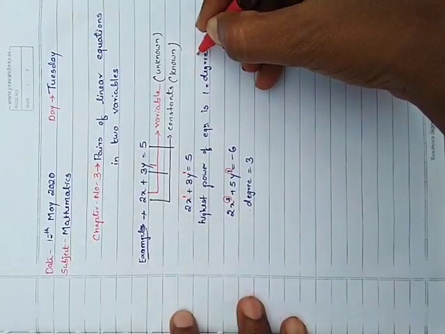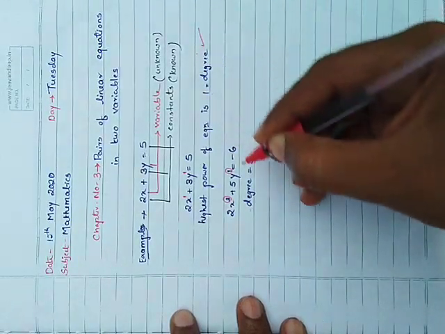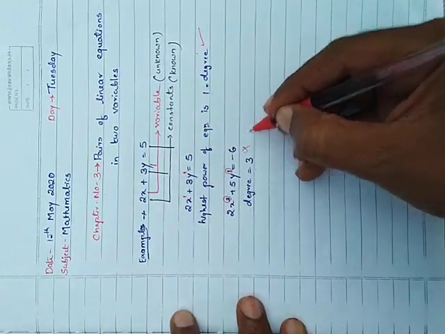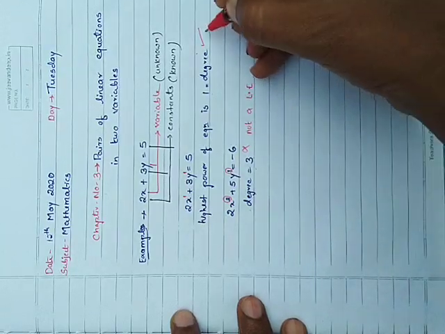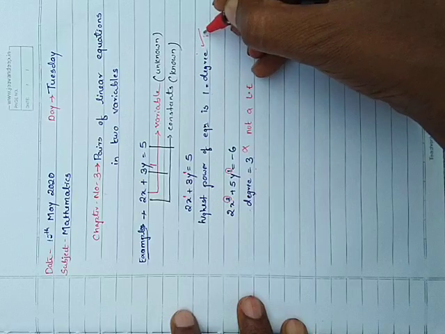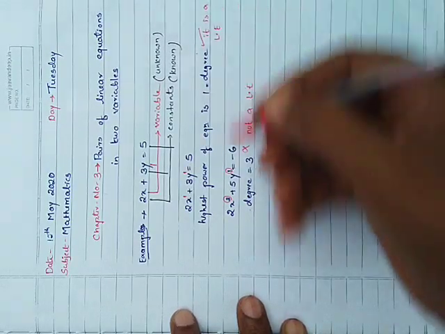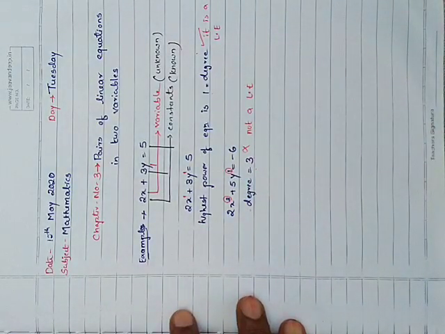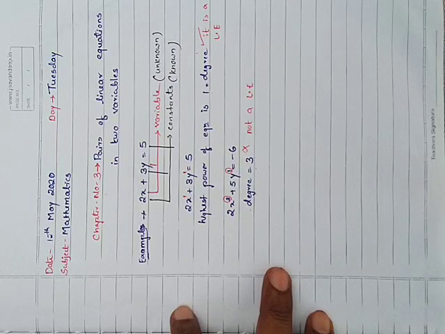In this, the degree is 1. Here we can see the degree is 1, so it is a linear equation. Here the degree is 3, so it is not a linear equation. Let me write 2 more examples so that we can differentiate between linear equation in one variable and in two variable.